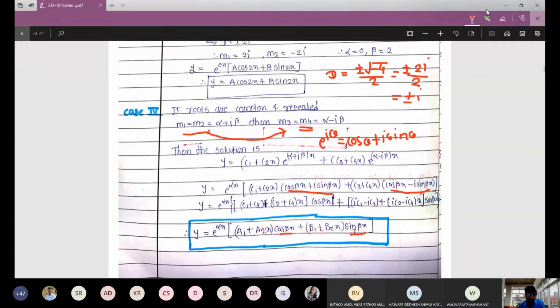So we have c1 times cos beta x. Here we can add c1 with c3 cos beta x, that's why c1 plus c3. Again c2 x, and here we have c4 times x times cos beta x, that's why c2 plus c4 times x. And outside the bracket we have cos beta x, because these are the coefficients of cos beta x.